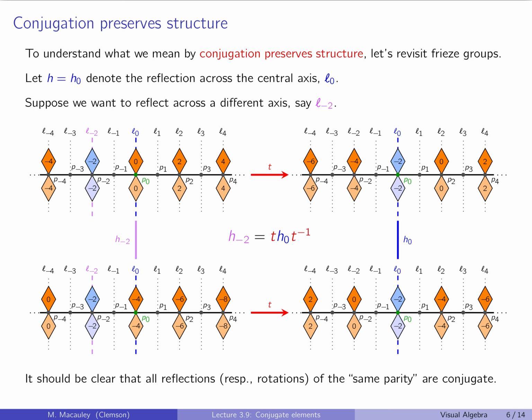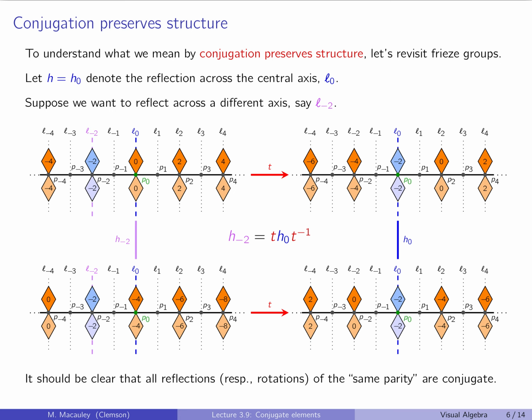To understand what we really mean by conjugation preserving structure, let's revisit frieze groups, and in particular the frieze that admits every possible symmetry. Let's fix a central axis, L0, and let H denote the reflection across that. Notice that all of the so-called even axes look just like the central axis. If you squint your eyes, you can't tell the difference. So suppose that we want to reflect across a different one of these, say L minus 2. How do we do that?